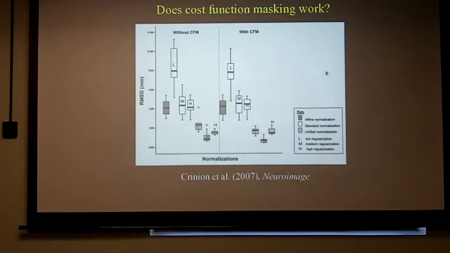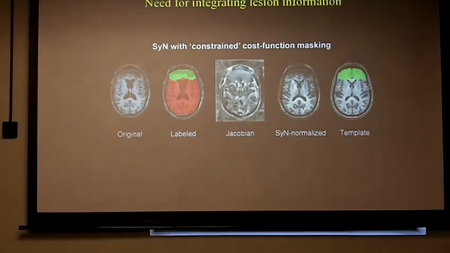So that actually kind of devastated a lot of people, because for nearly a decade, people believed that cost function masking works, but actually it didn't. So all the time, you drew your lesion and ran this extra step. That was pretty bad. But then, what's the alternative?